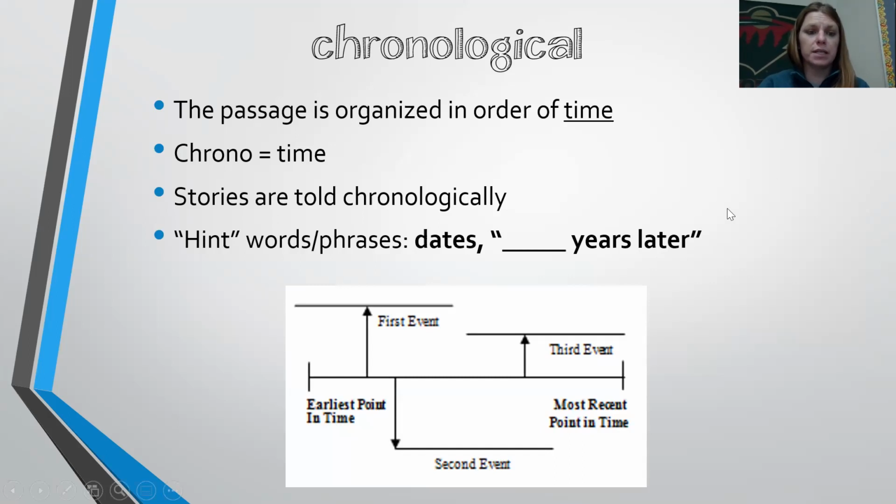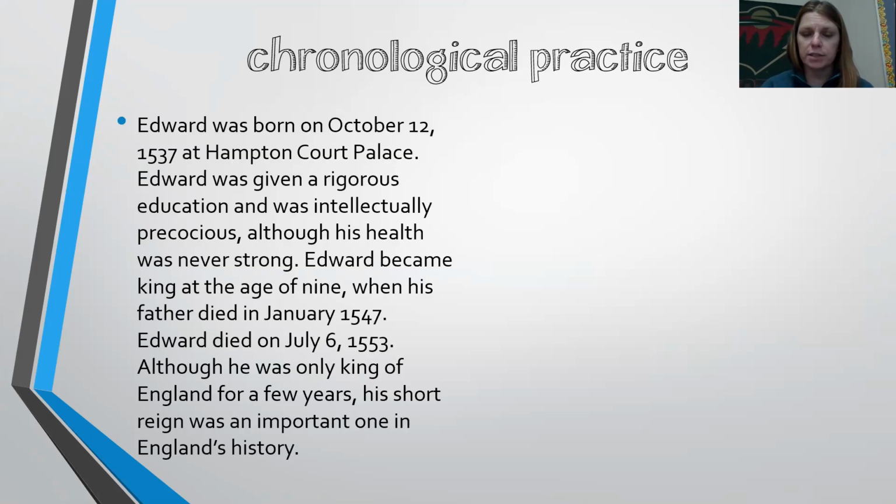You can see this is an example of a timeline. So things go from left to right, from the earliest to the most recent, first event, second event, third event. And you should be able to fill that out for a chronological piece of nonfiction. Let's do some practice. I'm going to read this, and then you are going to see if you can identify some of those hint words or phrases like dates or blank years later.